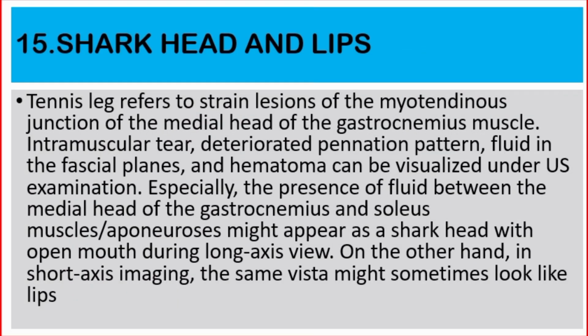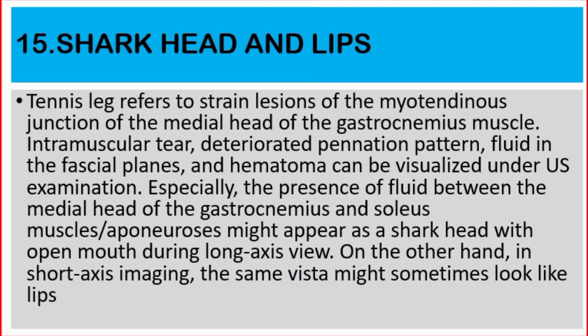Number 15. Shark head and lips. Tennis leg refers to strain lesions of the myotendinous junction of the medial head of the gastrocnemius muscle. Intramuscular tear, deteriorated pennation pattern, fluid in the fascial planes, and hematoma can be visualized under ultrasound examination.